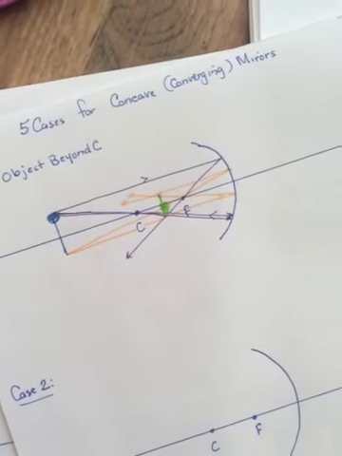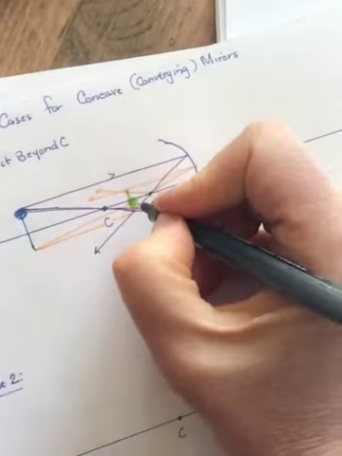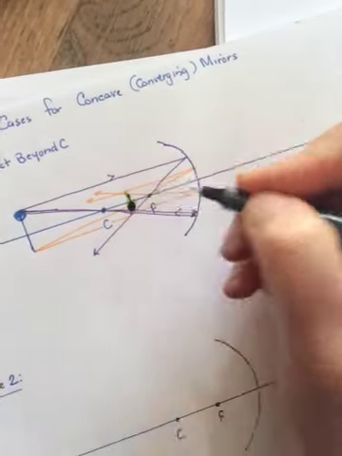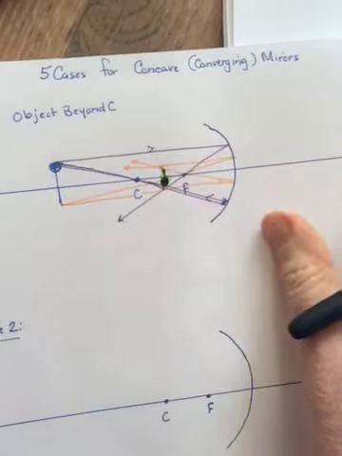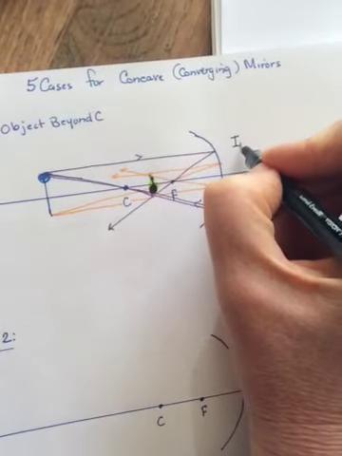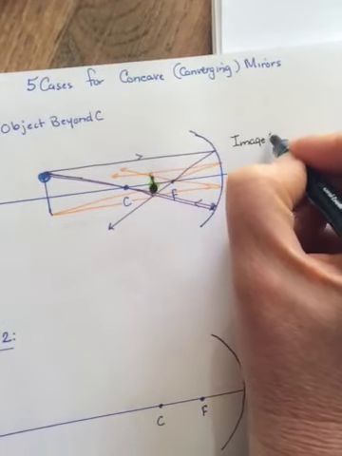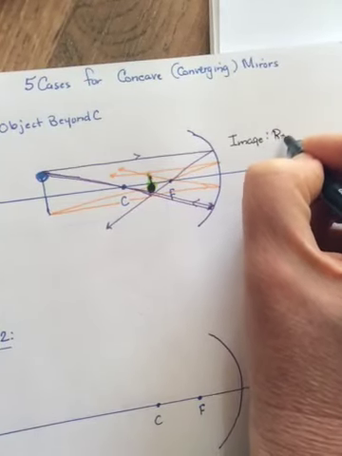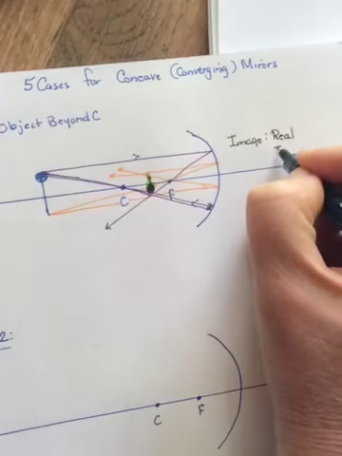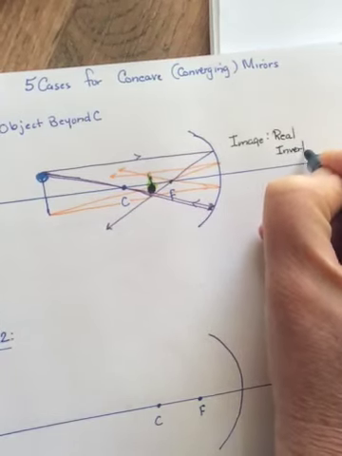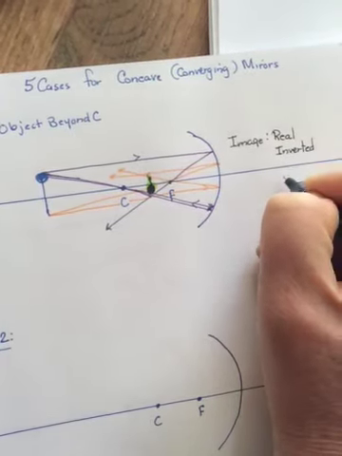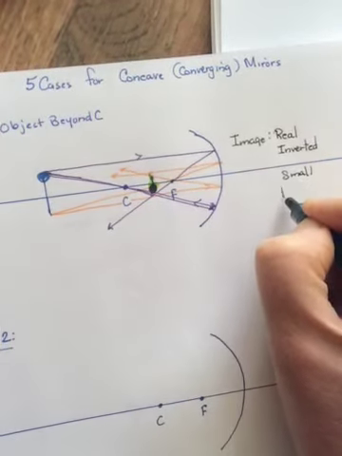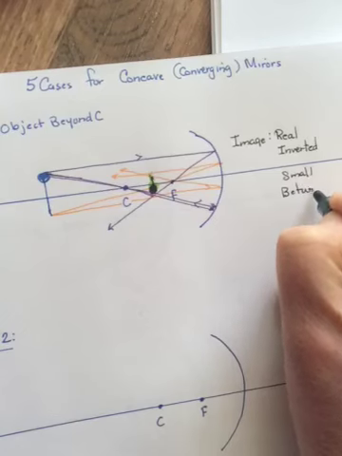Let me see if black is better. Yeah, except you can't tell. Okay, so there's my image. What are its characteristics? Well, it's definitely inverted. And if it's inverted, it means it's real. So it's real, inverted. Look at its size. It's smaller. And where is it? It's between C and F.